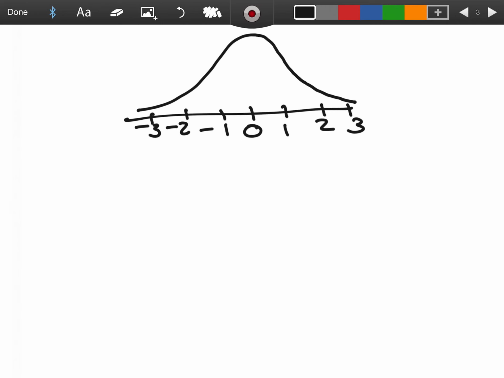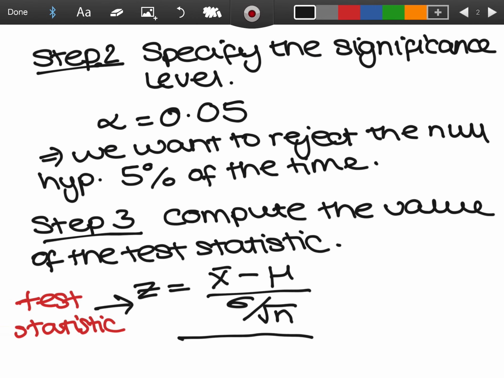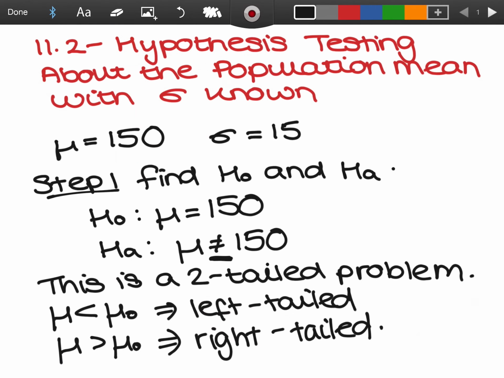It's going to give us some value of how much the sample mean differs from our population mean, okay? If it is too far away, so if we come back to our problem, we've got a population mean of 150, but we found in our sample that the mean was 154.